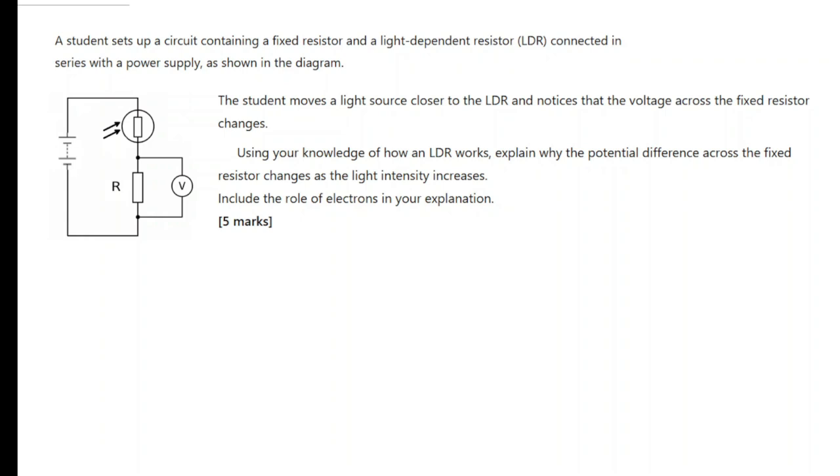Using your knowledge of how an LDR works, explain why the PD across the fixed resistor changes as the light intensity increases. Include the role of electrons in your explanation. 5 marks, so you need to have at least 5 points to explain what's really happening here. Think about the question, pause the video, give it a try, jot down what points you would write, and then you can press play and compare it with my answer.